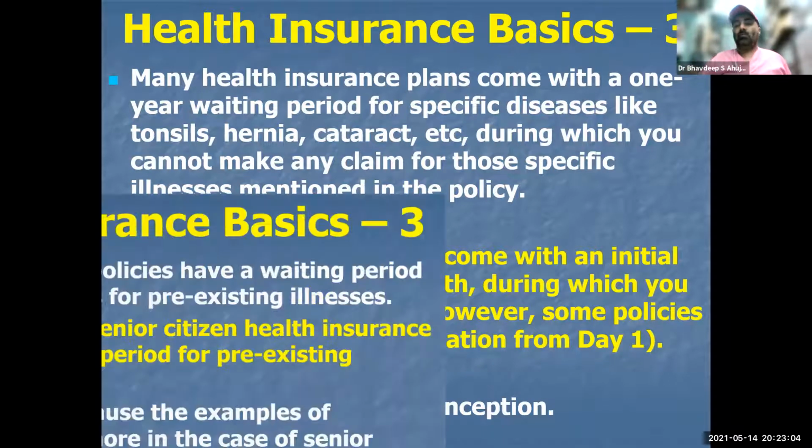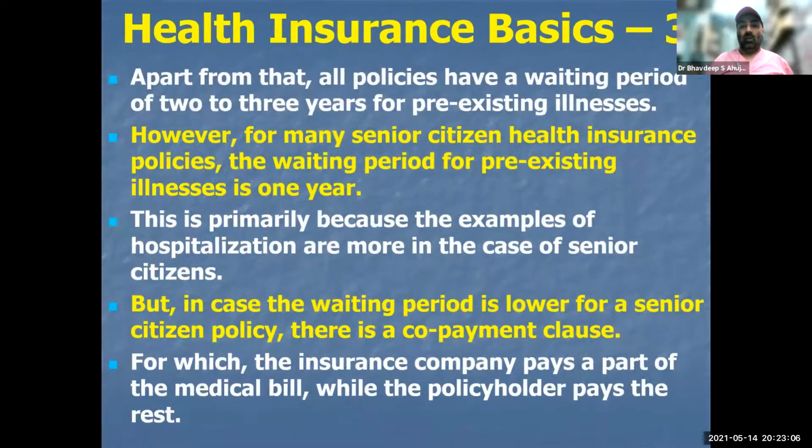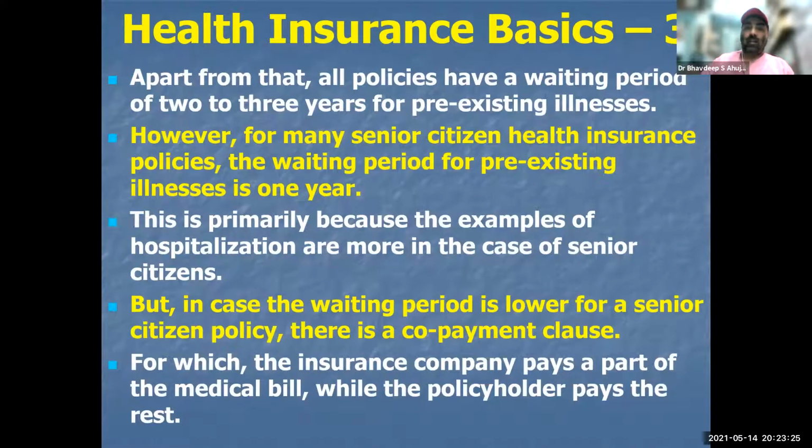So it is time to remove this misconception. The waiting period clause is very important. Along with that, there is a co-payment clause also in senior citizen policies. Mostly, policies for young people will have either no co-payment clause or a 2 to 5% co-payment clause. But senior citizen policies will usually have, on average, a 20% co-payment clause. So make sure about that part.